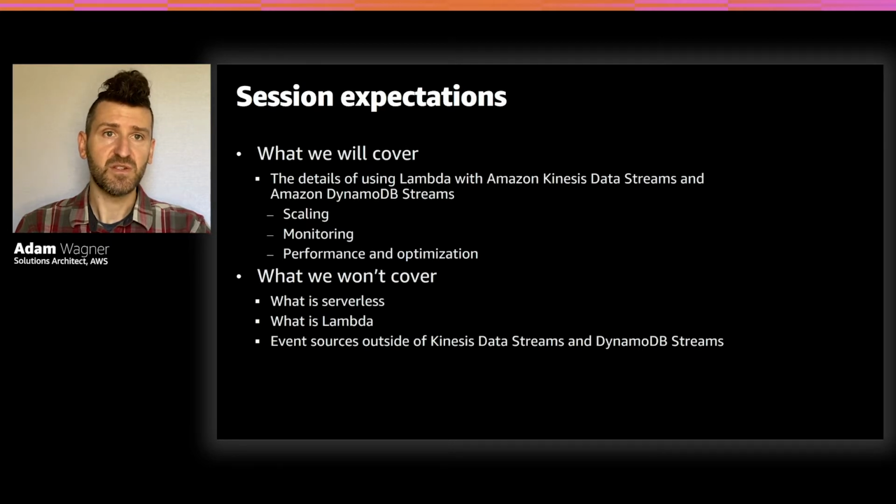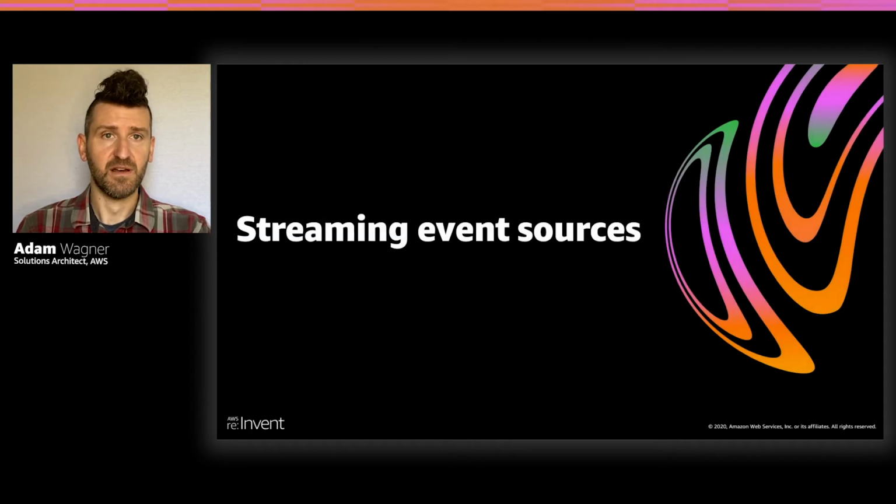MSK, the managed streaming for Kafka, is another streaming service that you can connect to Lambda, but just in the time frame, really only had time for Kinesis Data Streams and DynamoDB Streams today. But if you do have a Kafka workload, that service is there and you can connect it to Lambda. I'm not going to go into the basics of what is serverless and Lambda. Really just going to focus on diving deep into Lambda with those two streaming event sources.